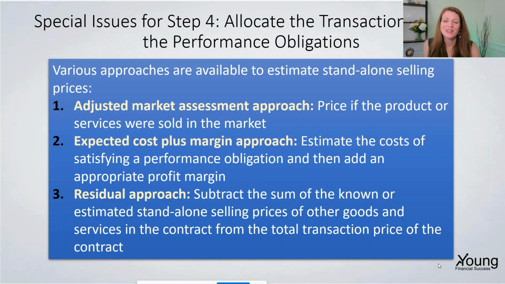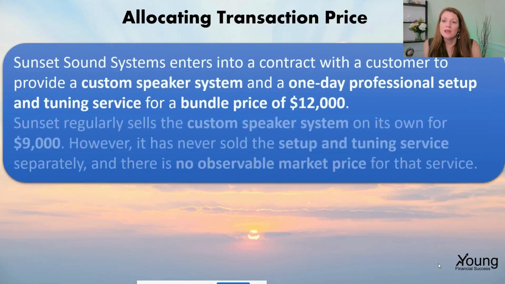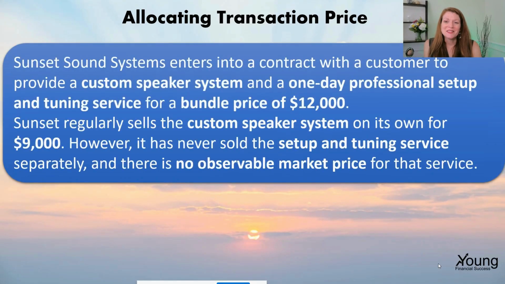So let's look at an example. Look at that. It's Sunset Sound Systems. They've entered into a contract with a customer to provide a custom speaker system and a one-day professional setup and tuning service for a bundled price of $12,000. Great. So they're going to get $12,000. The big question is, how should that be broken out between the actual sound system and the service?